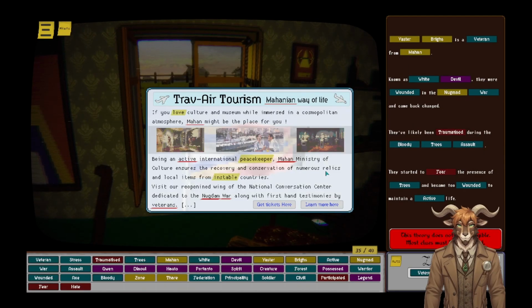Ah, there we go. Trav Air Tourism, Mahanian way of life. If you love culture and museums while immersed in a cosmopolitan atmosphere, Mahan might be the place for you. Being an active international peacekeeper, Mahan's Ministry of Culture ensures the recovery and conservation of numerous relics and locals from unstable countries. And became too unstable.